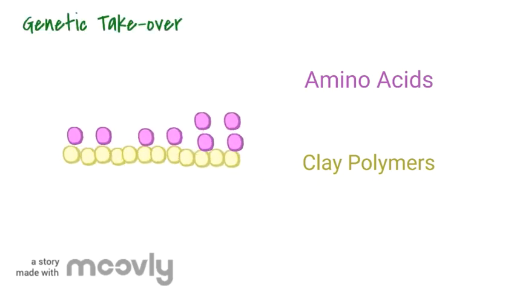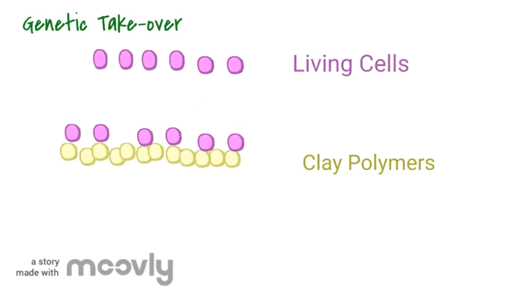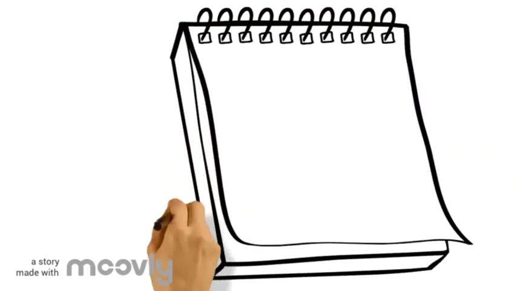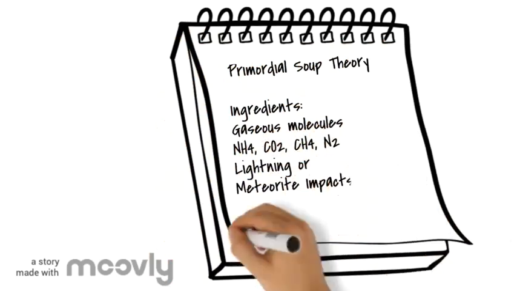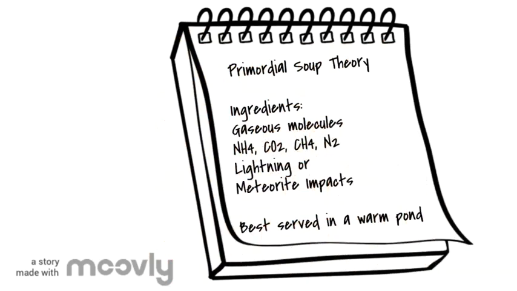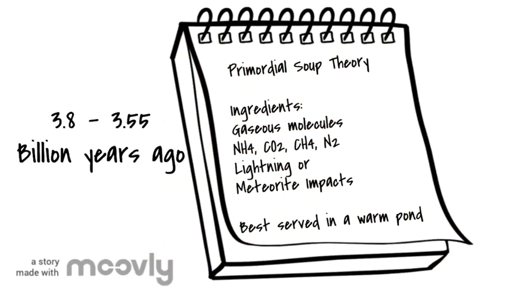Smith called this genetic takeover and believed it was what led to the evolution of living cells. The Primordial Soup Theory addresses the origin of life in a warm body of water as a result of various chemical reactions and the complex molecules they produced. It is speculated that this occurred 3.8 to 3.55 billion years ago.